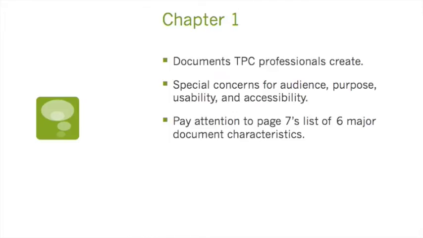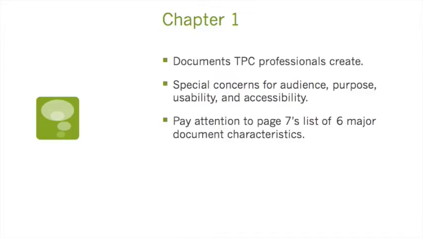Okay, so chapter 1 concerned the documents that technical and professional communicators create and the special concerns that technical communicators have to have with regard to audience and purpose and usability. Usability is a term that goes hand in hand with accessibility, so documents need to be usable both in terms of their information and in terms of the context in which they're used. Whether it's on a mobile phone screen or out in the rain or whatever it happens to be.